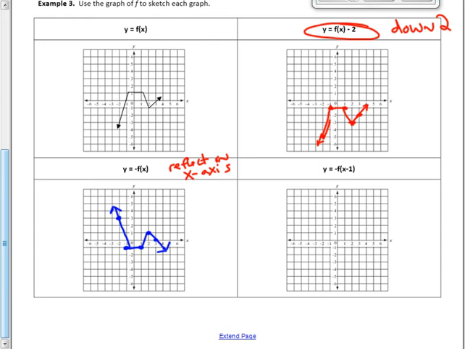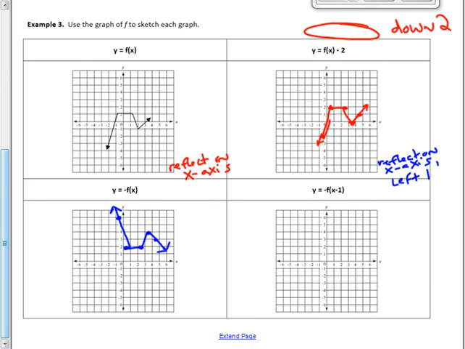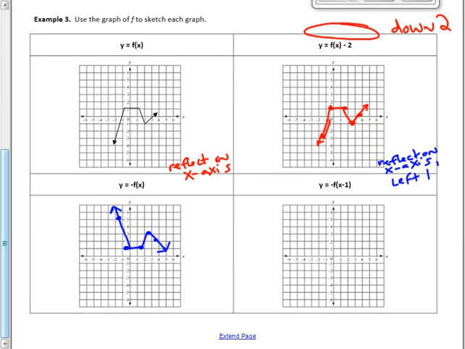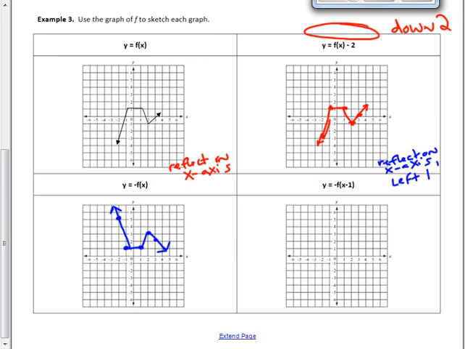And then finally, not only am I flipping that upside down in this one, so reflect on the x-axis, but I also have a -1 on the inside. So -1 on the inside means that I'm moving this left one. Okay, so I'm doing both of those things. So let's just do this so hopefully we can see exactly what we're looking at here.